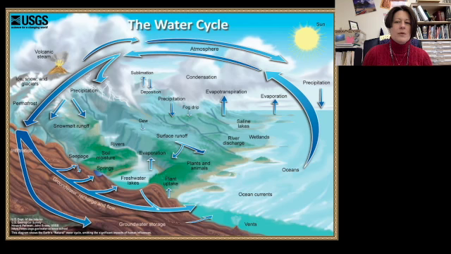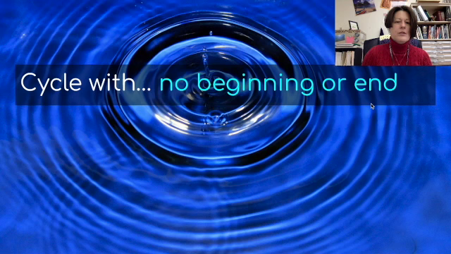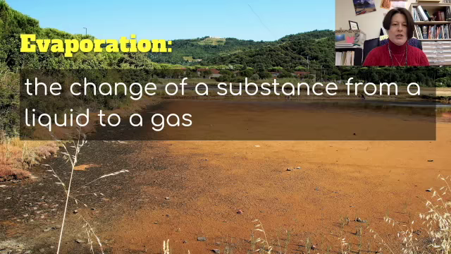But an important thing to know is what runs the water cycle is the sun, okay? And it is a cycle. So it has no beginning or end. There's not one spot where you can say it begins or where it ends because it's all just happening continuously together. One process that can occur in the water cycle is evaporation. This is the change of a substance from a liquid to a gas.